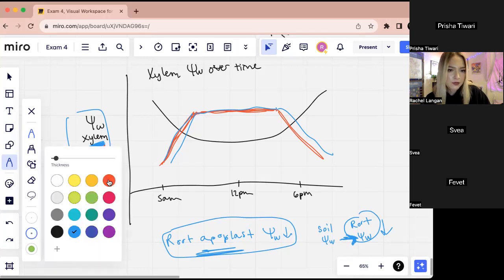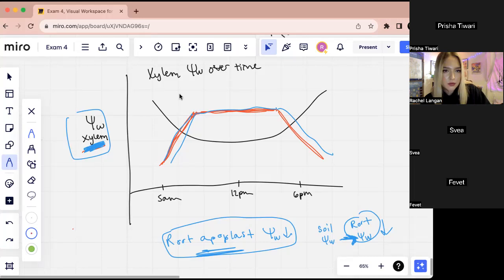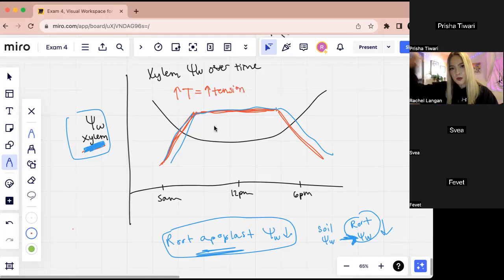Yeah, so remember we said increased transpiration equals increased tension, right? If you imagine like the little chain of waters, as you pull more from the top, you're increasing the pull, which is an increase in tension, which is an increase in negative pressure.